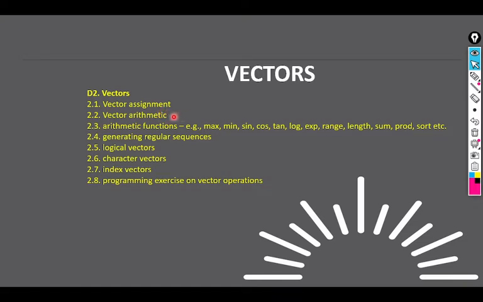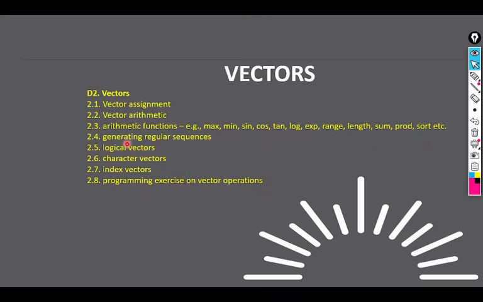Then vector arithmetic. Just like in the last session, we saw the addition, subtraction, multiplication, divisions that we can do with these vectors. Few more functions which we can operate on the vector, like maximum, minimum, sine, cosine, tan, log, exponential, range, length of a vector, sum, product, and sorting. So all that are possible on the vector there.